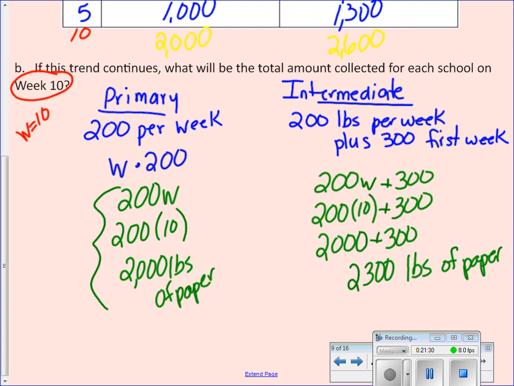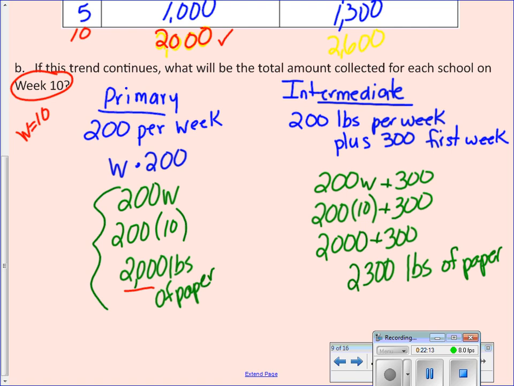Were our predictions correct? I'm going to give you a second to write it down. Let's take a look. Here we said 2,000. Did we say 2,000? Yep, so that was correct. What about here? Was our prediction correct? How come our prediction was wrong for the intermediate school, Frankie? Because we doubled it. We doubled it, but it's not double the amount because we started with an extra 300.